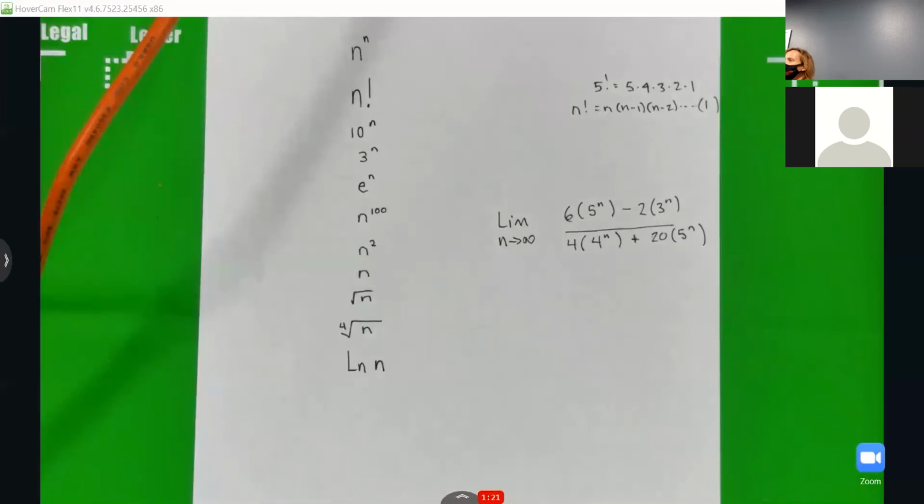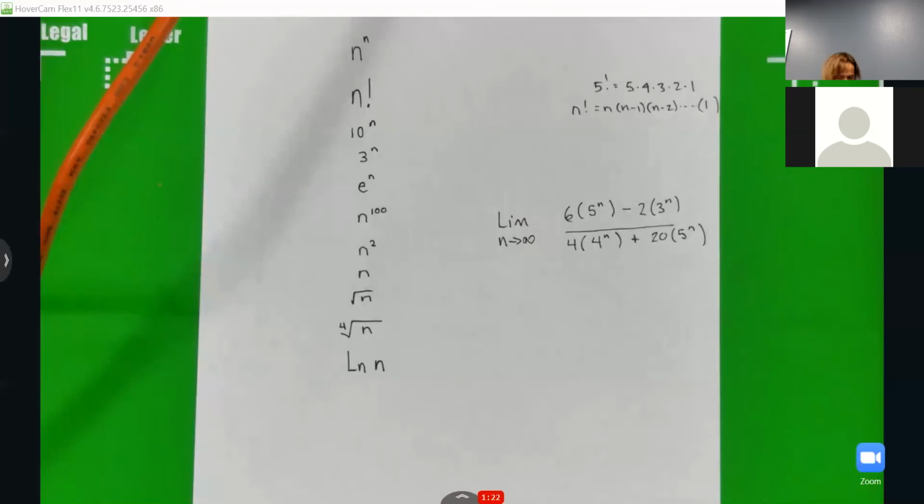You certainly don't want to do L'Hopital's rule on something like this. You just want to kind of get a feeling for which term drives the numerator and which term drives the denominator faster than the others. So the one that's acting as the highest power in both the numerator and the denominator is the 5 to the n. After a while, the 3 to the n and the 4 to the n aren't going to matter. It's the 5 to the n that's going to take over. And they both have a 5 to the n in it.